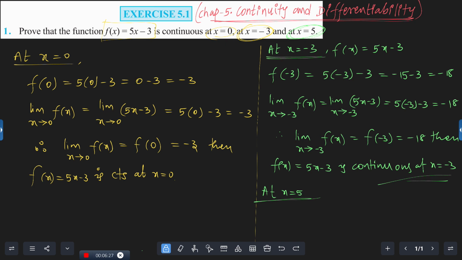Shall we go to next page? Means the next question. Have you done, children? So x is equal to 5 you want to do. Understand? Right.